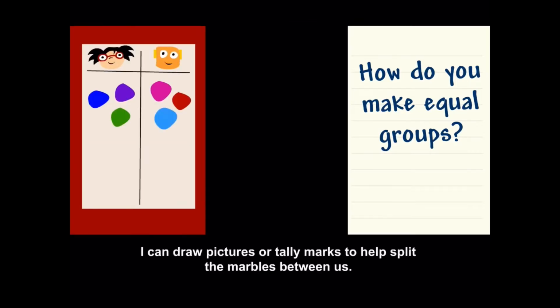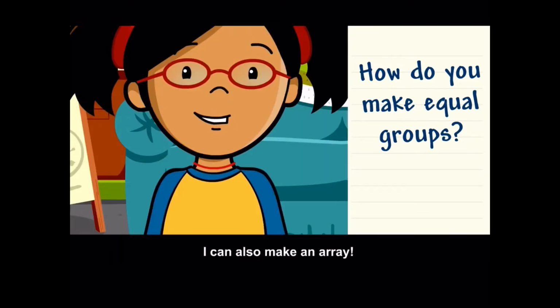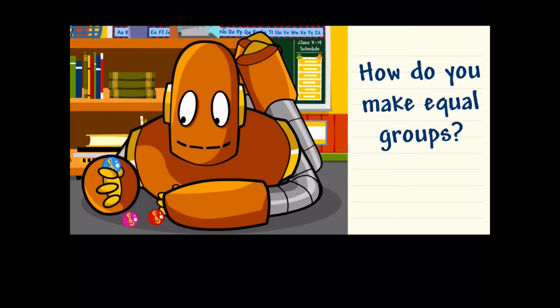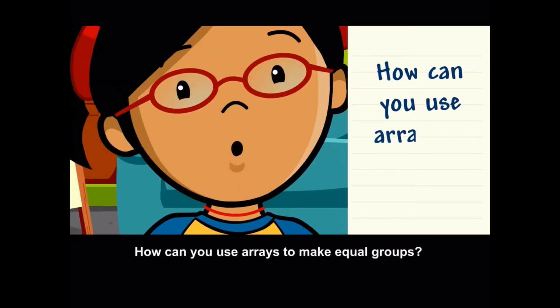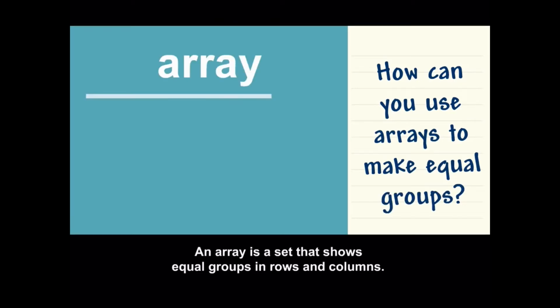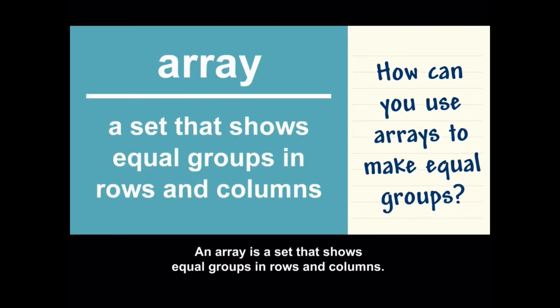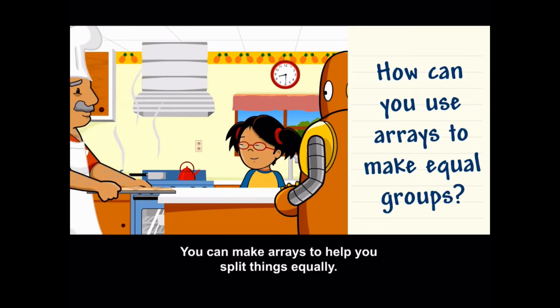I can draw pictures or tally marks to help split the marbles between us. I can also make an array. How can you use arrays to make equal groups? An array is a set that shows equal groups in rows and columns. You can make arrays to help you split things equally.